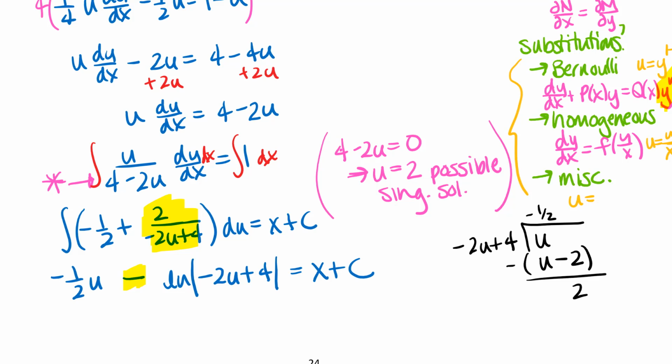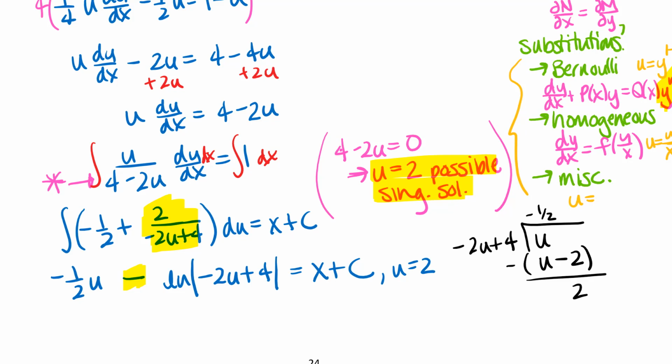I need to go back and change back to x's and y's since my original differential equation was in terms of x's and y's. But before I do that, I'm going to check what I had over here for the possible singular solution. So I want to see, is there a choice of c that would include u equals 2? You can look at the c, but the other thing to pay attention to is that I cannot plug u equals 2 into this equation. That would give me ln of 0, which is undefined. So u equals 2 is a singular solution. So I should go ahead and list that as part of my solution here.